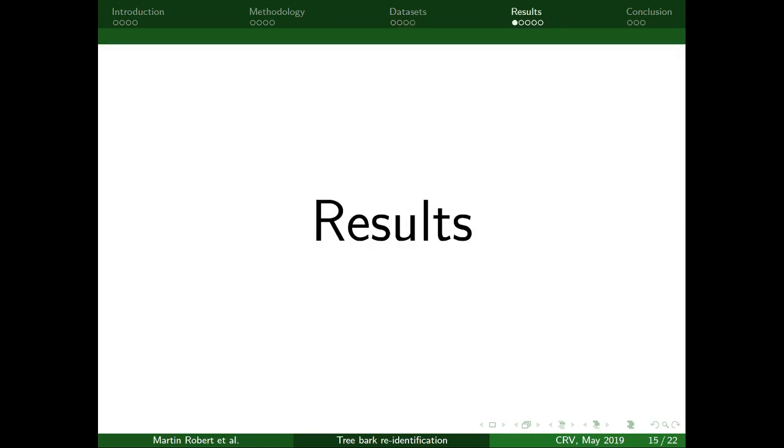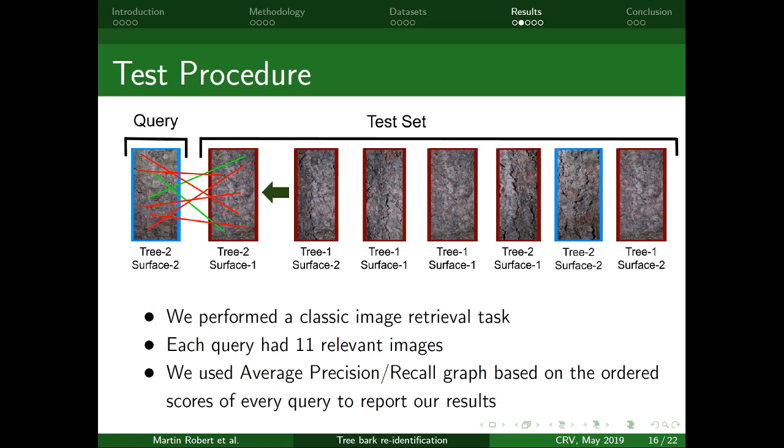Now let's look at some of our results. Well, almost. Just before, it is important to note that we perform a classic image retrieval task with 11 relevant images for each query. Also, we reported our results using average precision recall graph based on the ordered score of every query. Now, let's really look at some results.